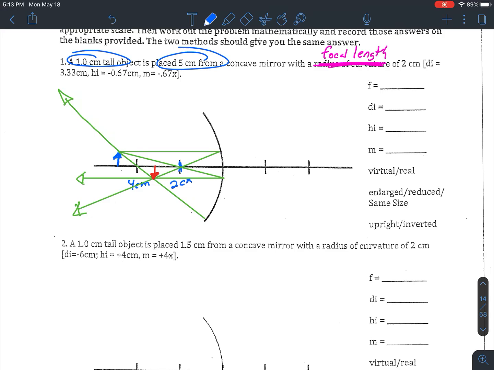The focal length, again, 2 centimeters. If we follow 1 over focal length equals 1 over object distance plus 1 over image distance, we plug all that in as 1 over 2 centimeters equals 1 over, let's see, object distance was 5, and our unknown variable, image distance. Plug that into a calculator, and we will get our 3.33 centimeters.